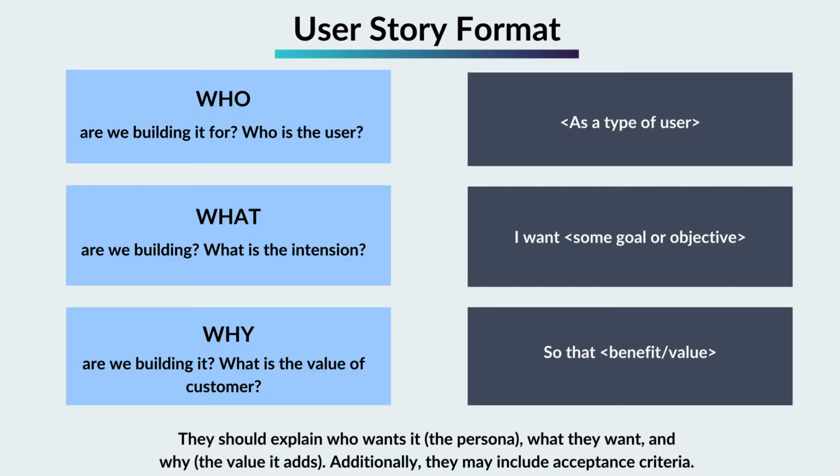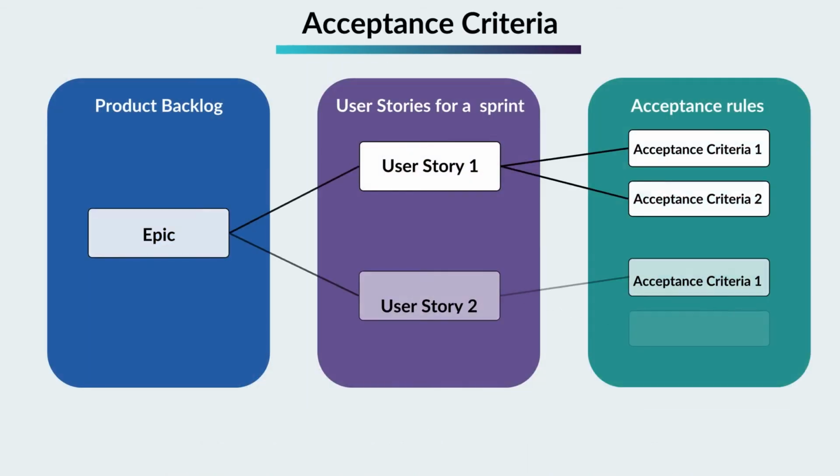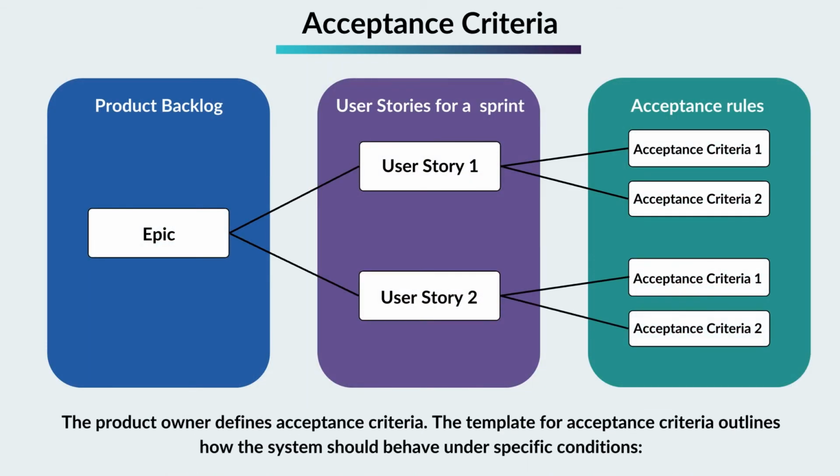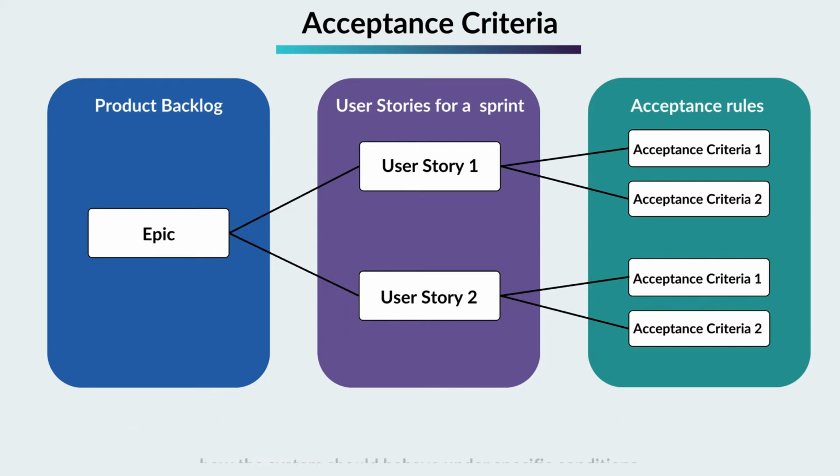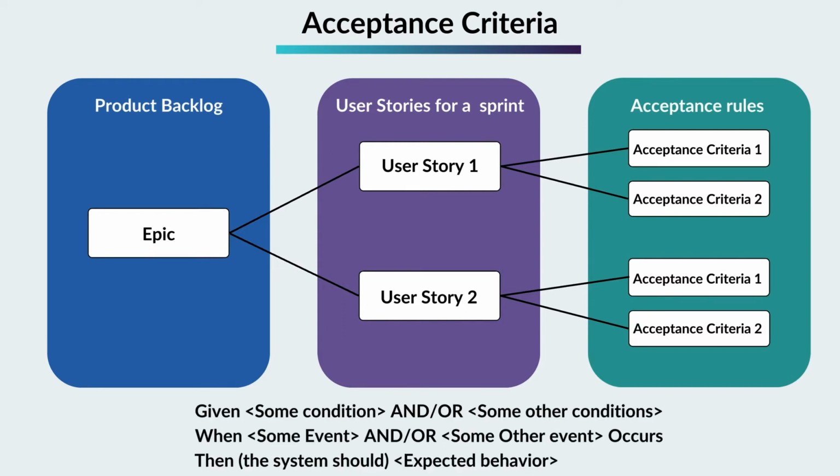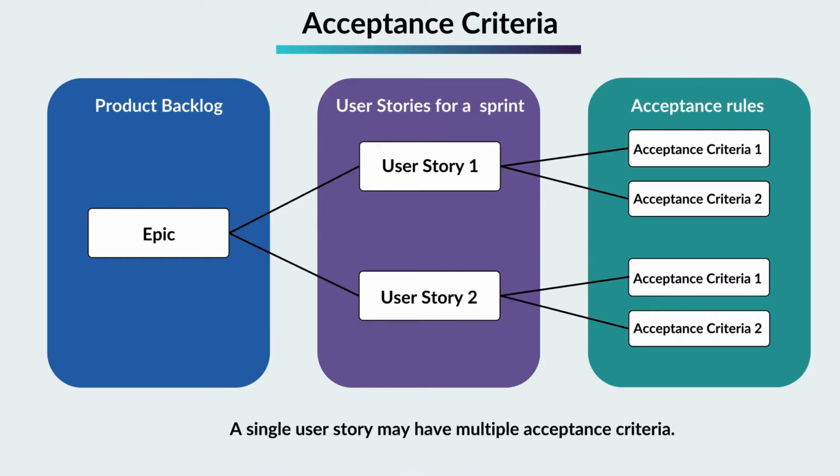Acceptance criteria. The product owner defines acceptance criteria. The template for acceptance criteria outlines how the system should behave under specific conditions. Given some condition and/or some other conditions, when some event and/or some other event occurs, then the system should show the expected behavior. A single user story may have multiple acceptance criteria.